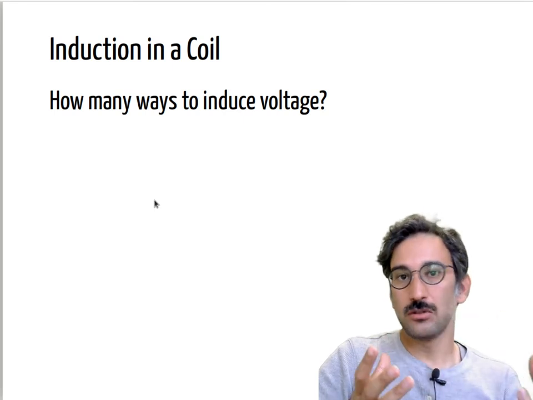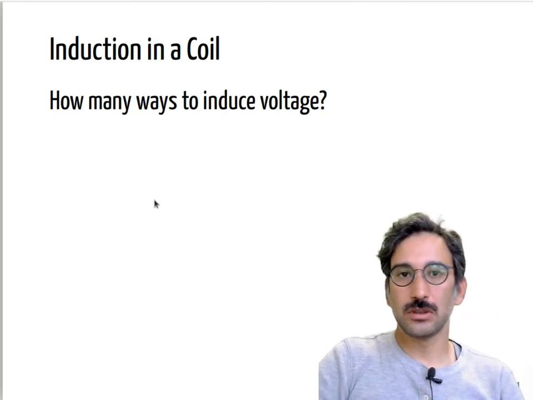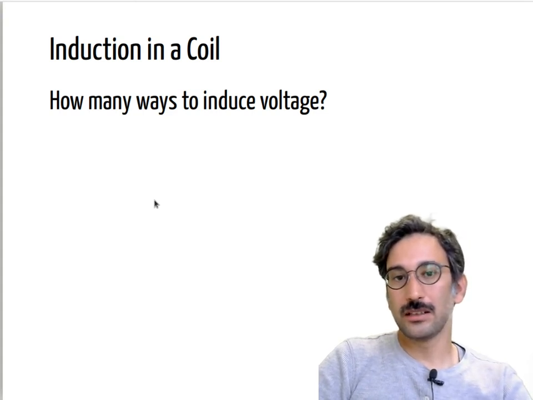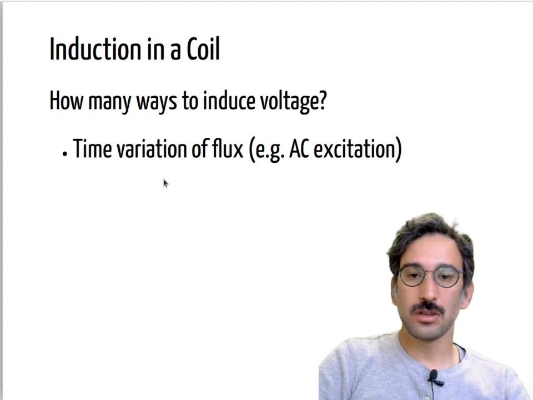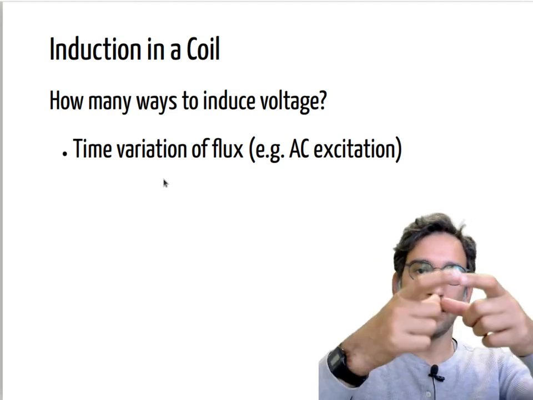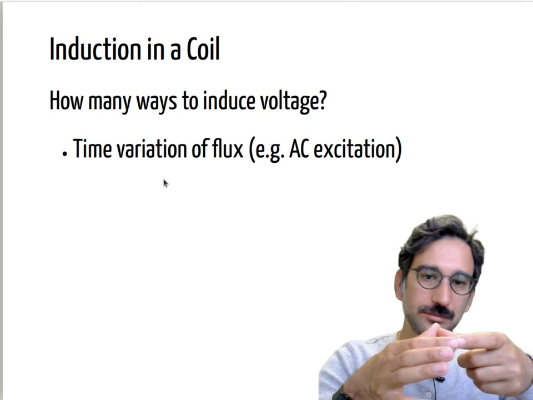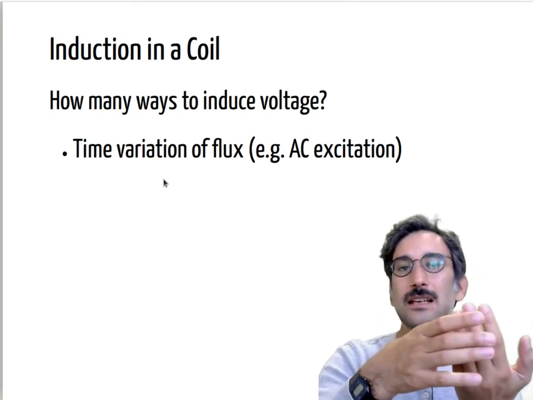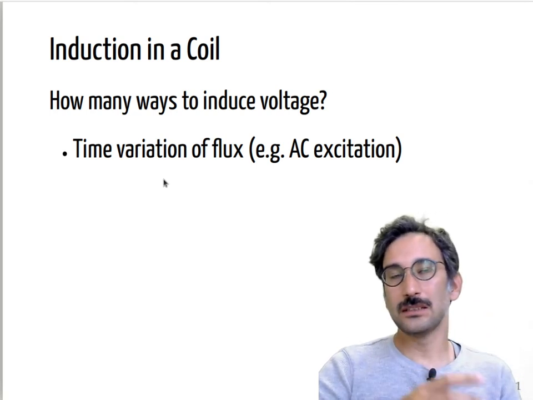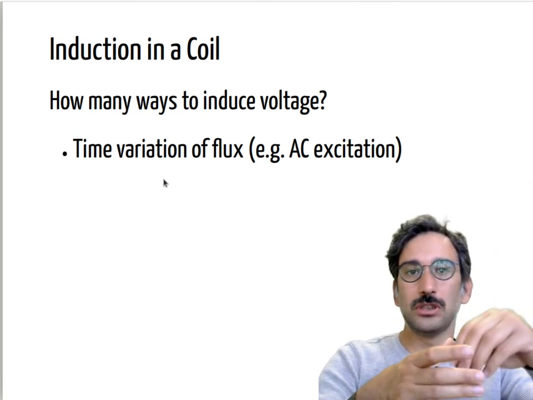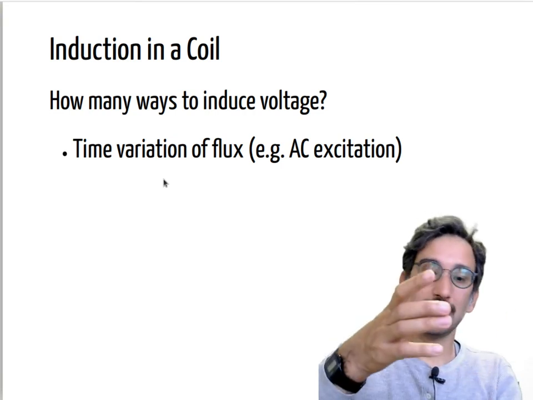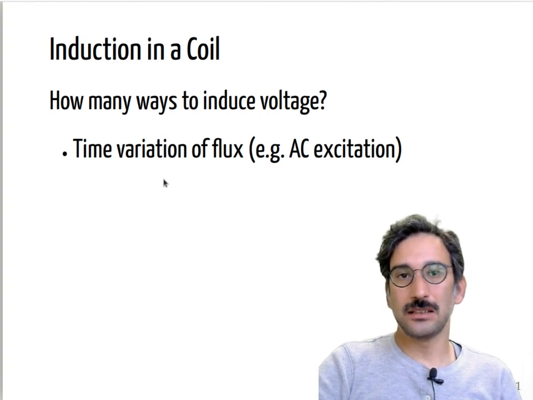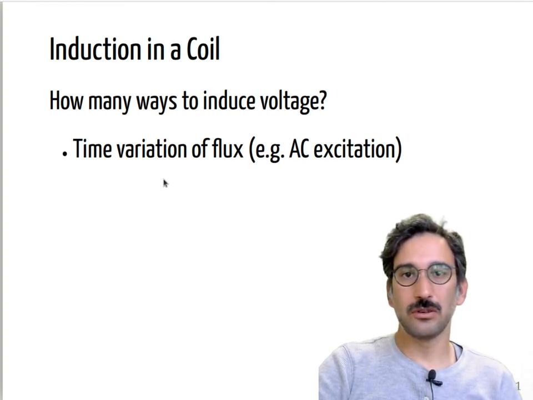So let's say you have a coil and you would like to induce some voltage in it, and how many different ways are there to induce voltage. So first, you can have a single coil, and if you apply some kind of variable flux inside that coil, either you can have a magnet, I don't know, you can put it in and out, or you can apply another coil with AC excitation, which is the basic idea of a transformer, which we have seen in the first semester.